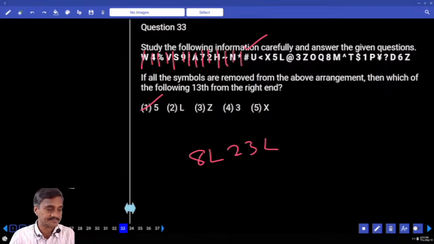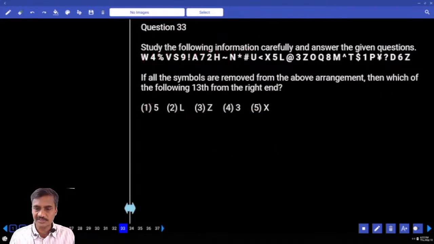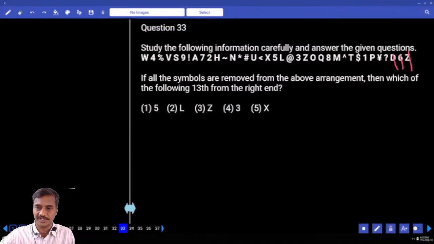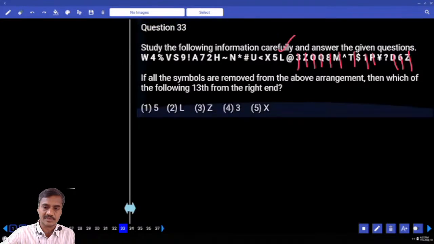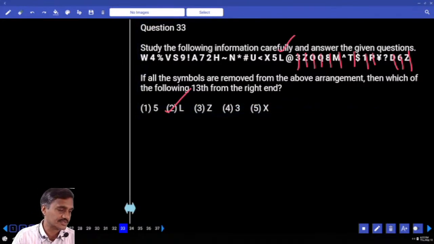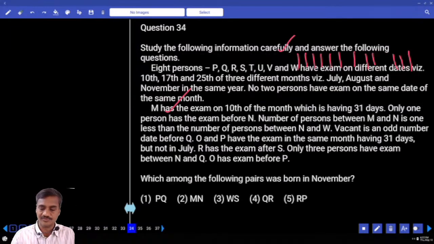Then 33. And if all the symbols are removed, which of the following will be 13 from the right without the symbol? 1, 2, 3, 4, 5, 6, 7, 8, 9, 10, 11, 12, 13. What is your answer? L, that is choice 2, 30. The next one, 34 onwards.